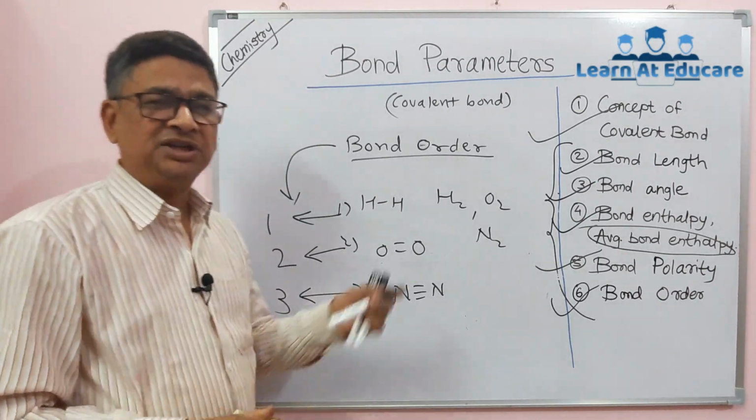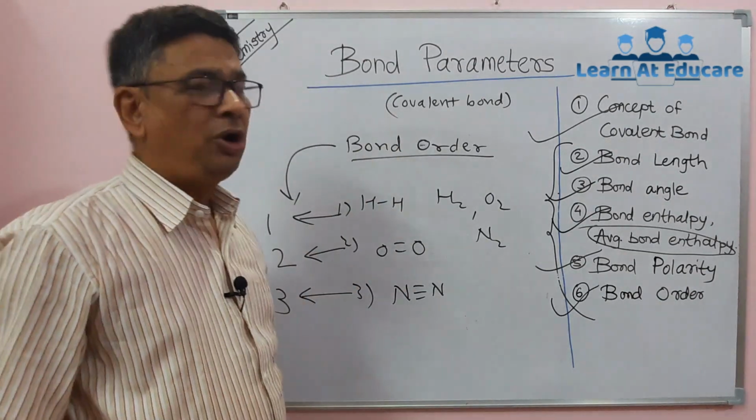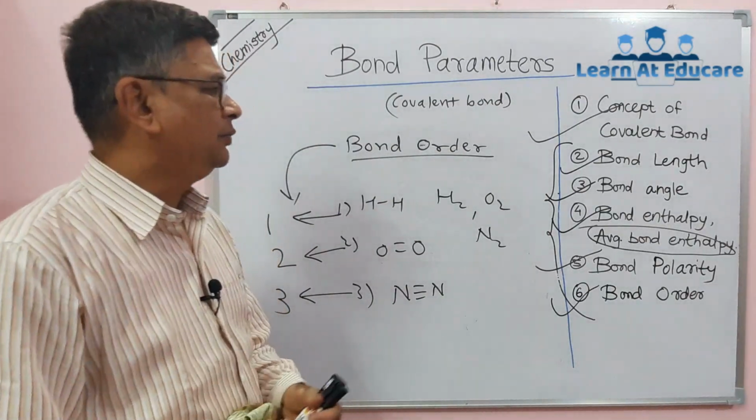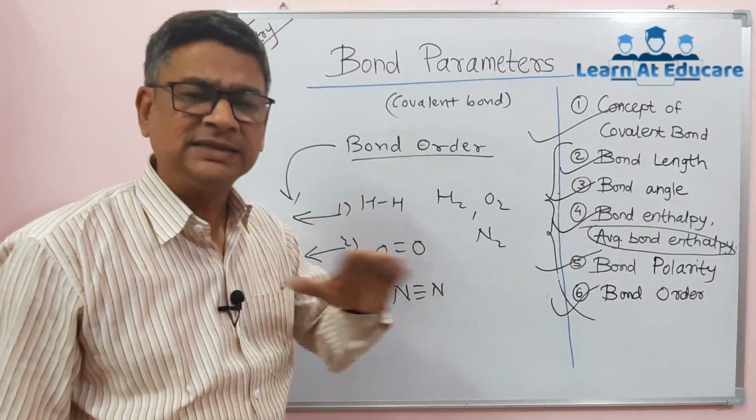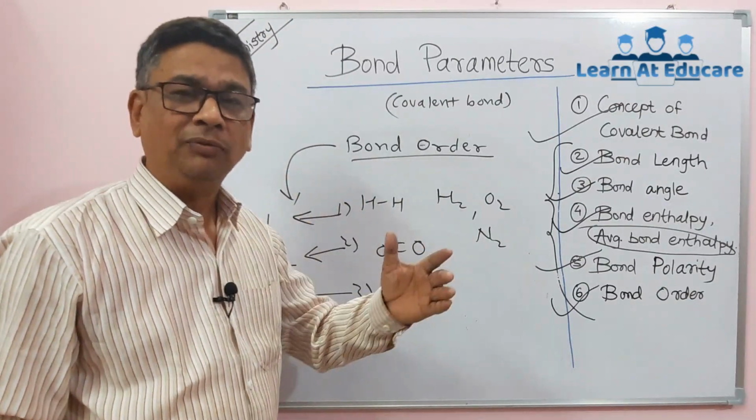All these properties we have just seen are called bond parameters, and they are very important in deciding the nature of the covalent bond and hence ultimately of that compound.